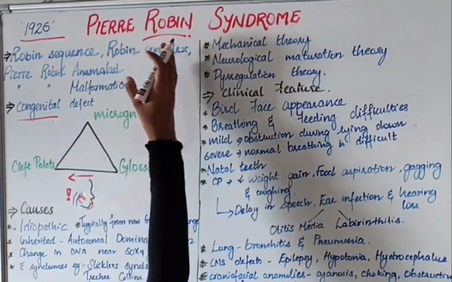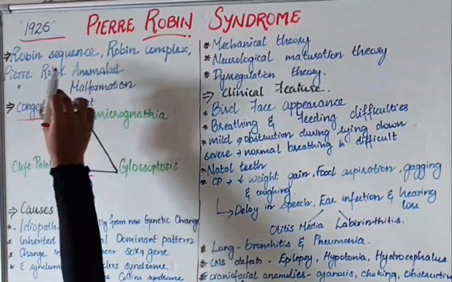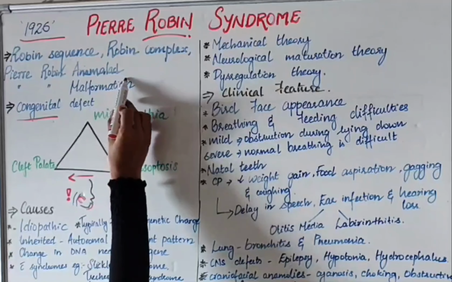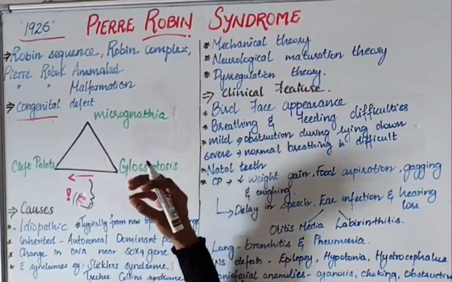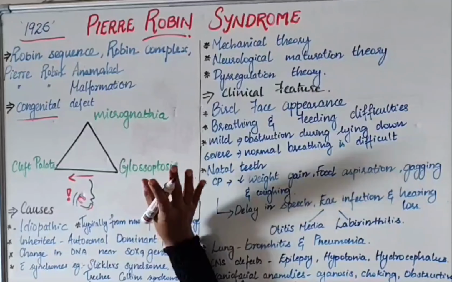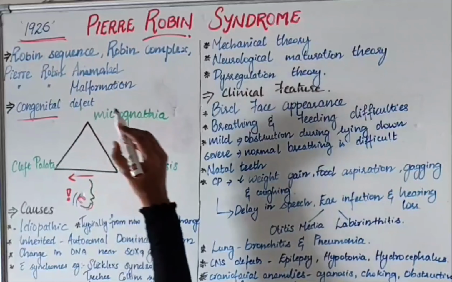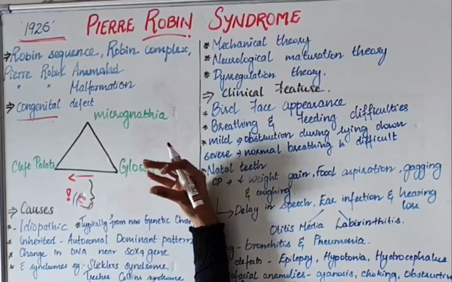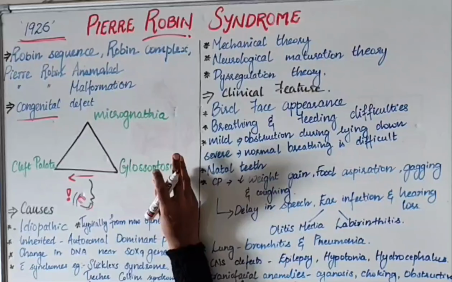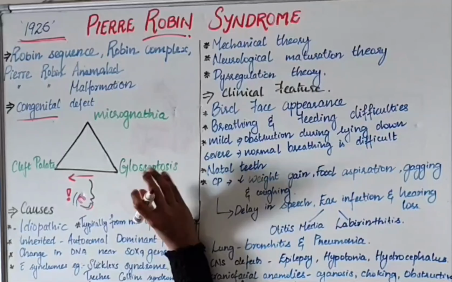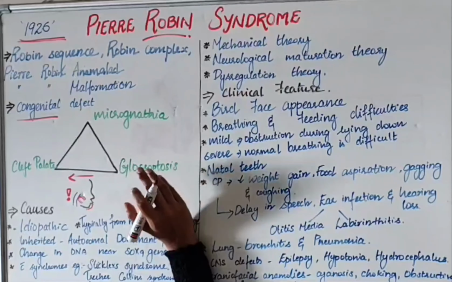First, you can see the name is a name of a person. The other names given for the syndrome are Robin sequence, Robin complex, Pierre Robin anomaly, Pierre Robin malformation. It's named Pierre Robin because it was first described by a French physician, Pierre Robin, in the year 1926. He first described a case where the patient presented with cleft palate and glossoptosis. After detailed study, it was later named after him as Pierre Robin Syndrome.